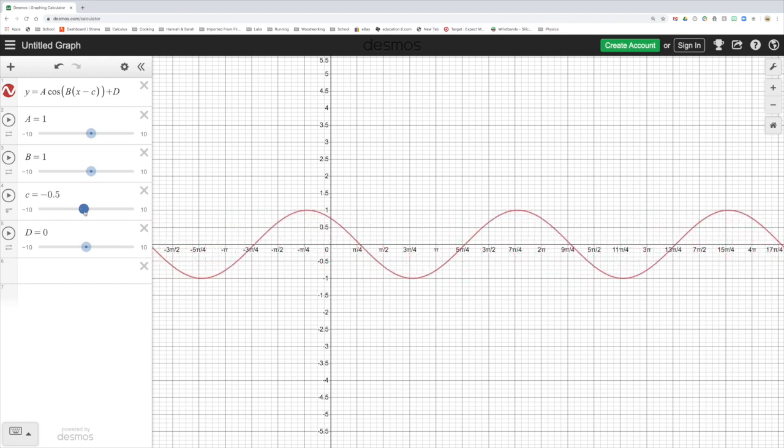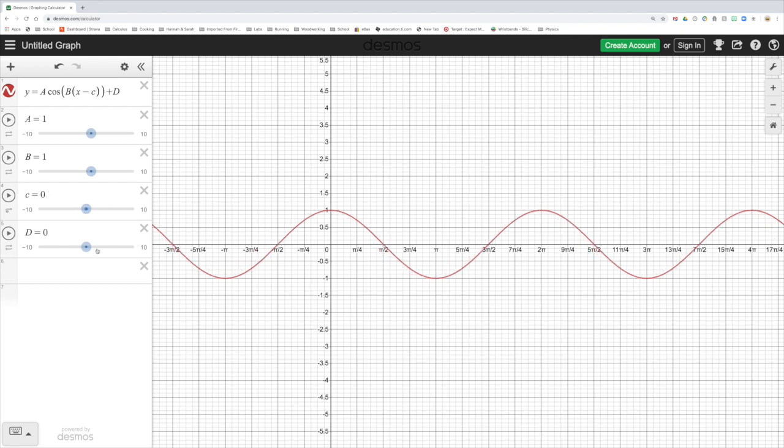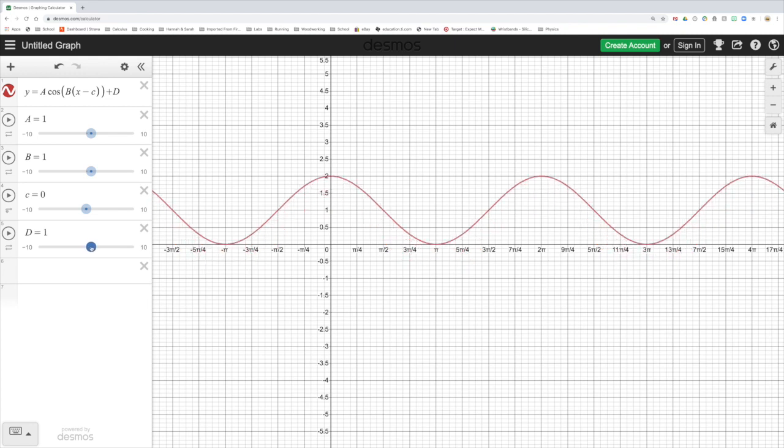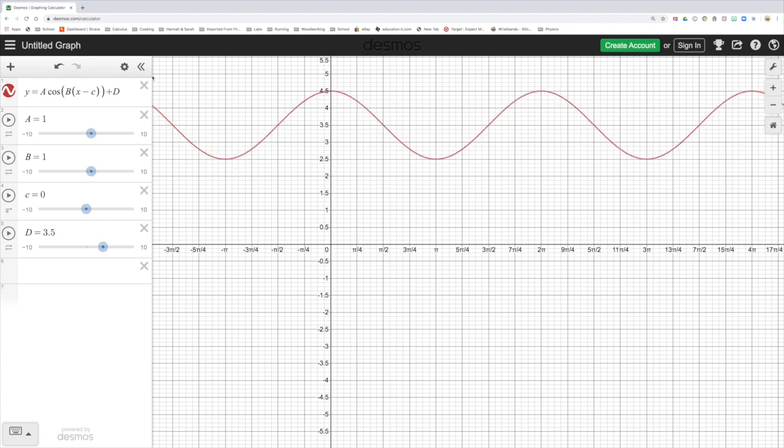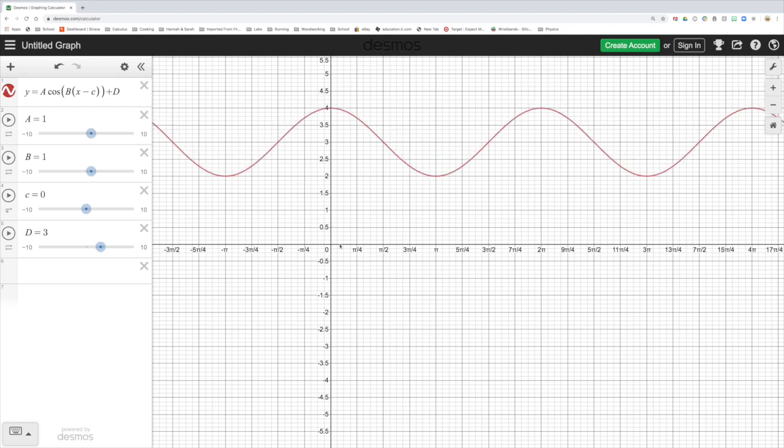Let's talk about D. I've got C back to 0, so it looks just like cosine again. Now, what does D do? D causes it to move up. You see how the entire function is moving up? If D is positive, we're adding to the y's. So if we make D be 3, we shifted it up 3.